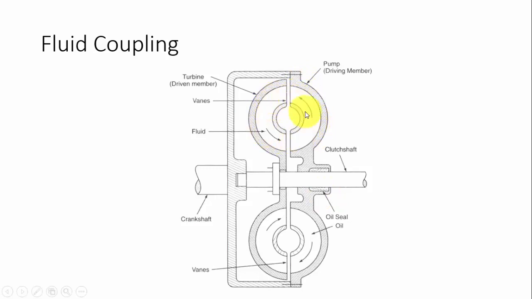The fluid will have low viscosity, because if the fluid has high viscosity, there will be a loss of power because of viscous drag. Whenever this right hand side portion is rotating, the vanes will push the fluid towards the left hand side vanes and thereby it will be moving. There will not be any mechanical contact between the driving member and the driven member. There will be only a fluid contact. So the oil will be rotating in this manner. It will be forced by the driving member towards the driven member, and thereby the power is being transmitted.